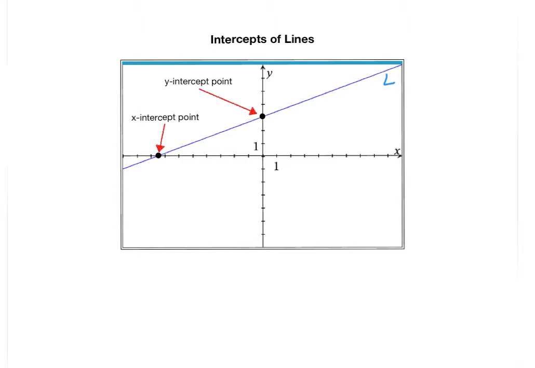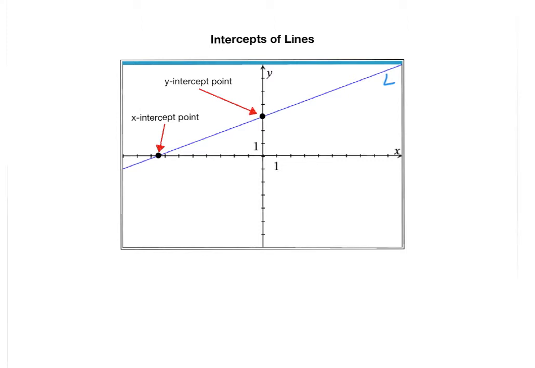Notice here that this particular line L crosses both the y-axis and the x-axis. The specific point where the line L crosses the y-axis is what we call the y-intercept point. And the specific point where the line L crosses the x-axis is what we call the x-intercept point. These points are so important that we give them names because they play a big role in the theory of lines, and they also are often very important in applications, which we'll see in the near future.